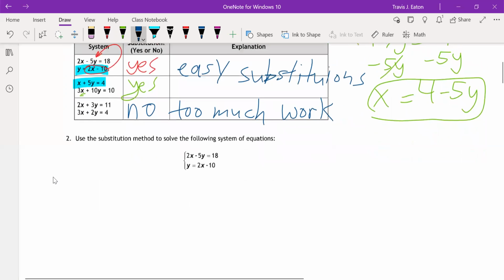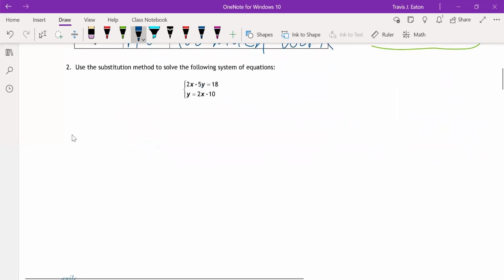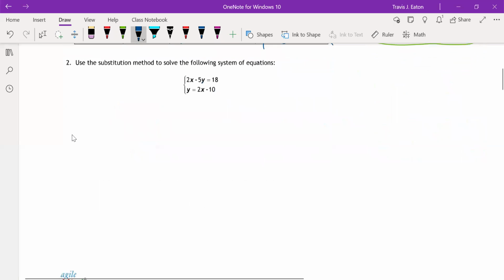So let's take a look at substitution like we learned yesterday or in the previous lesson. So we're going to use the substitution method to solve this system of equations. Okay, so first of all, let's look at which of these equations we can use for the substitution. Well, the first one is 2x minus 5y equals 18. And then the next one gives us that nice substitution where we can say, all right, well, y is 2x minus 10. We can take that and substitute that in for y in the other equation.